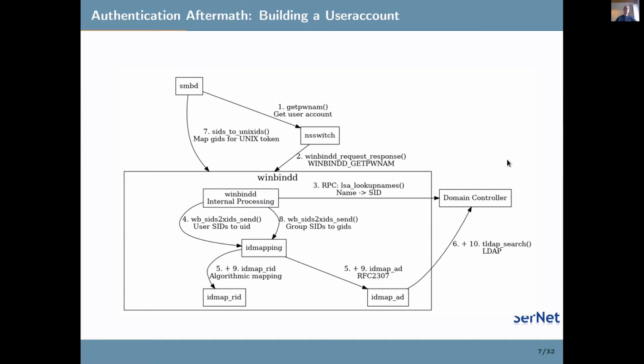Great. But we need more. We're concentrating here on impersonating the user account, so we need the user ID and we need the group IDs. The next thing to get the group IDs is that smbd now goes directly to Winbind. It's using this function, SID to Unix IDs, which internally also does some Winbind request/response, the low-level function which does the communication between smbd and Winbind across the Unix domain socket.